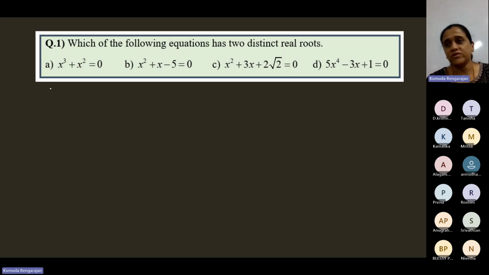Two distinct roots. The first one is cubic, so it can have a maximum of 3 roots. Leave that. The first one is a cubic equation. It can have a maximum of 3 roots. Leave that. Check the others. Find D for the others.